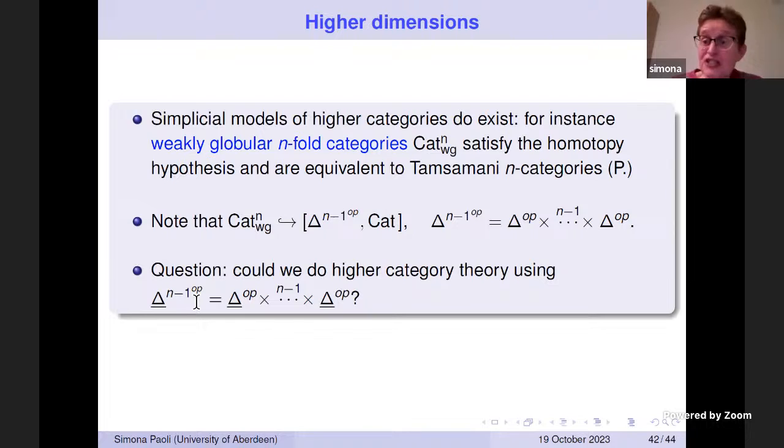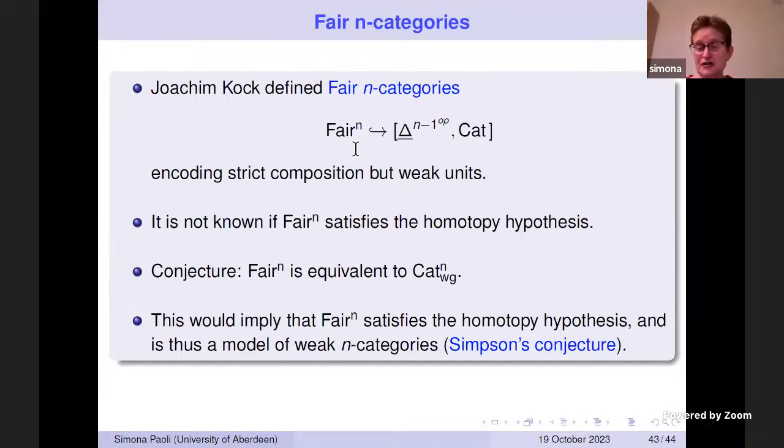Okay. Well, actually, Joachim Kock proposed such a model. So he has a definition of what he calls fair n-categories, which sits inside precisely Cat^(fat Δ^(n-1) op). Well, I shouldn't say model. This is something that should capture the idea of weakened categories, but where all the compositions are strictly associative and only the units are weak. So you have a kind of minimal type of weakness.